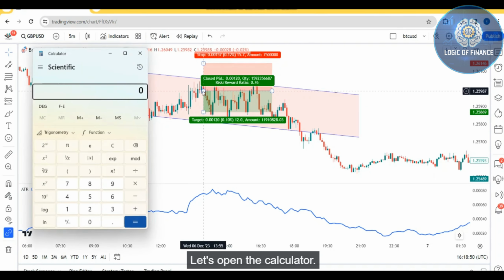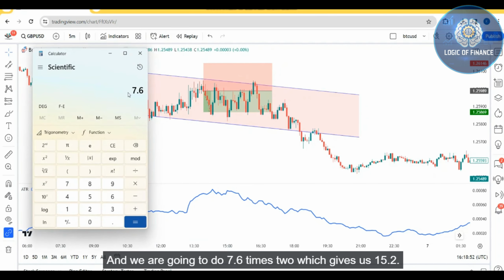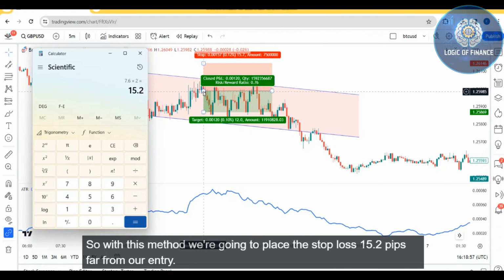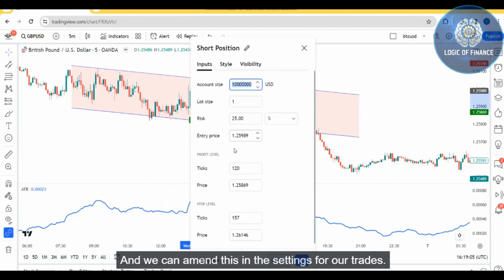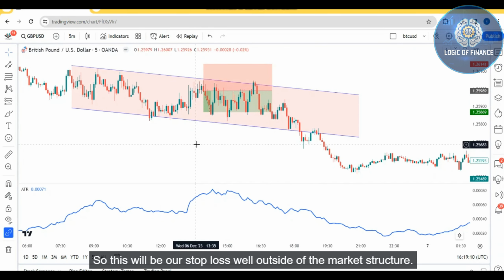Let's open the calculator and we are going to do 7.6 times 2, which gives us 15.2. So with this method, we're going to place the stop loss 15.2 pips far from our entry, and we can amend this in the settings for our trade. So this will be our stop loss well outside of the market structure.